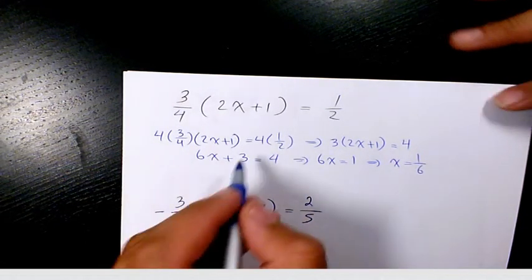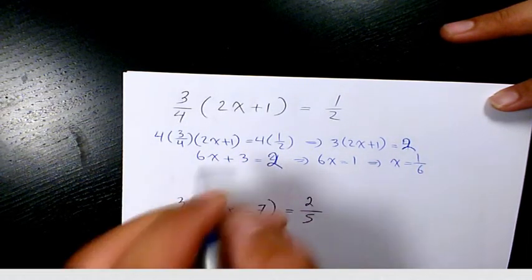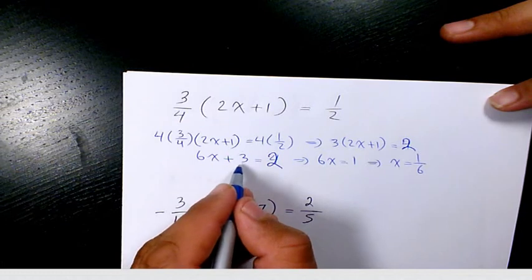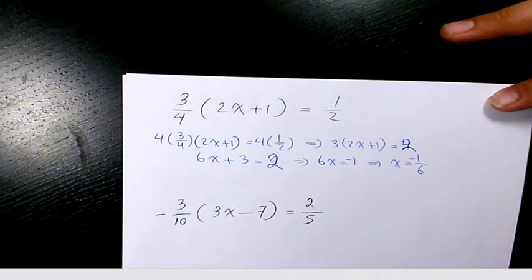I made a mistake here. 4 times 1 over 2 is going to be 2. So 2 minus 3 is going to be negative 1. So negative 1. That's correct now.